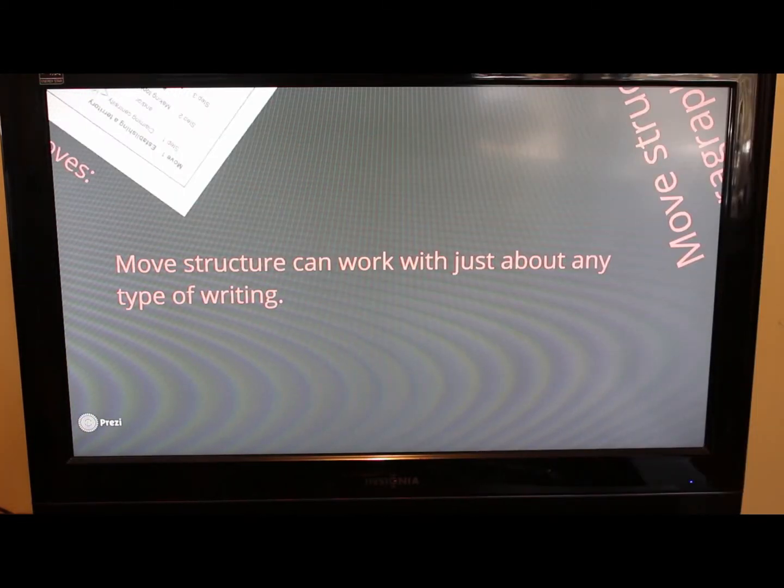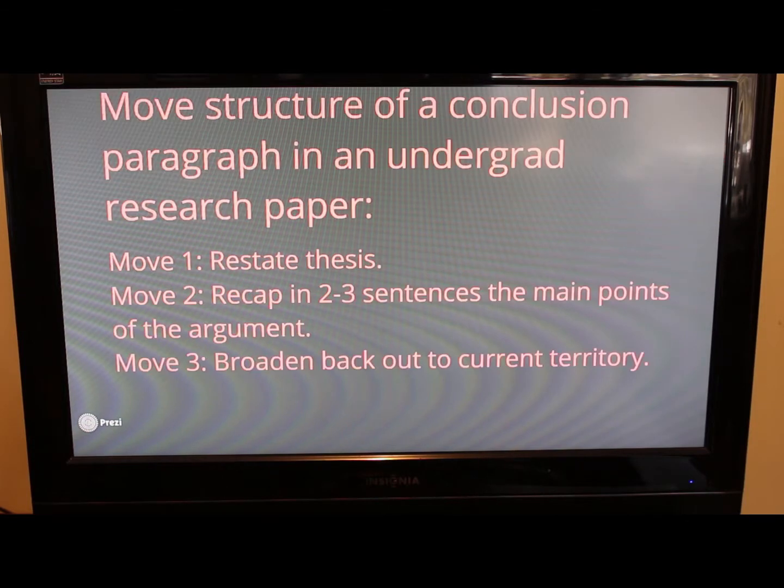But the beauty of Swales' move structure theory is that it can work with just about any type of writing. And we can zoom out and look at the big picture, or we can zoom in and look at minute details. If we look at the big picture of a basic writing essay, we'll just come up with three moves: intro, body, and conclusion. But if we zoom in and look at the conclusion paragraph of that same essay, we get these three moves. Move 1, restate thesis. Move 2, recap in 2 to 3 sentences the main points of the argument. And then move 3, broaden back out to current territory.